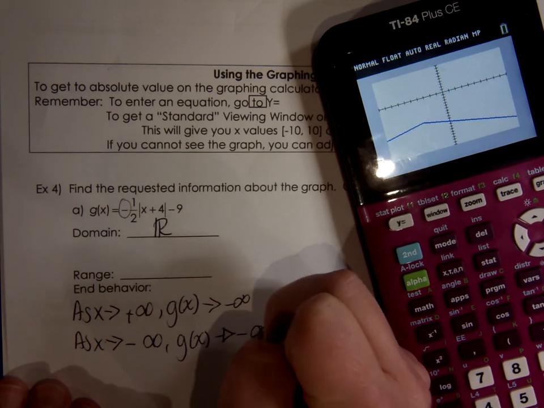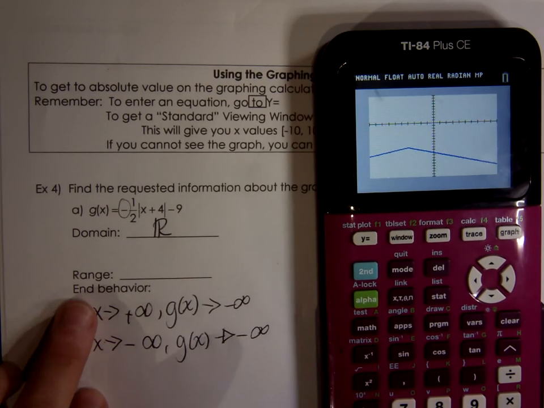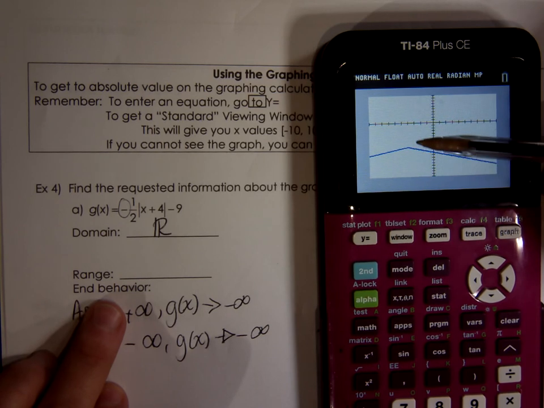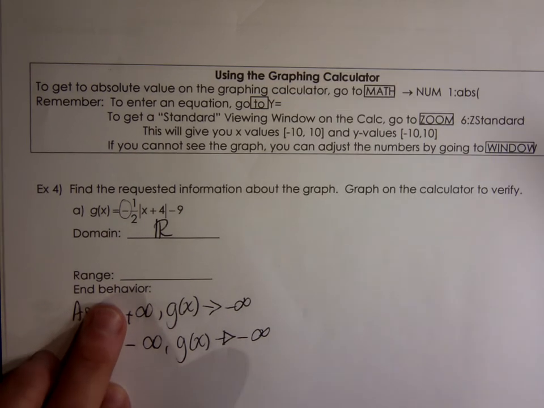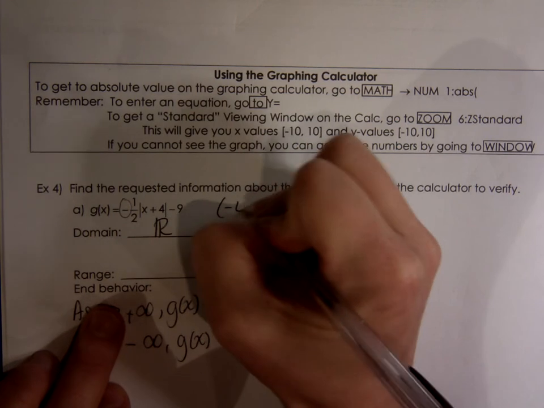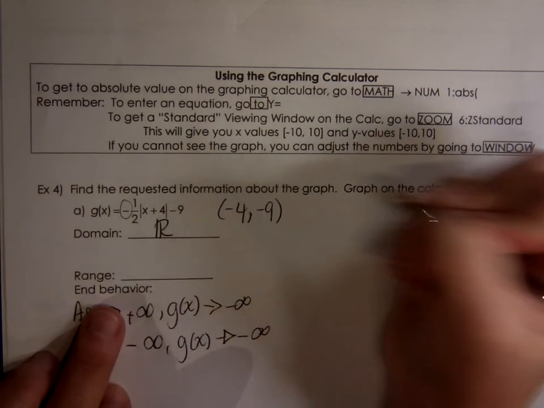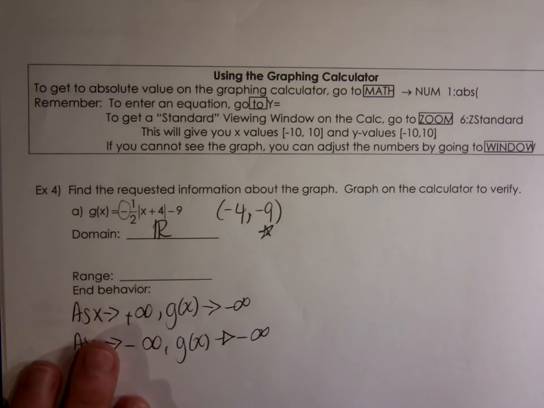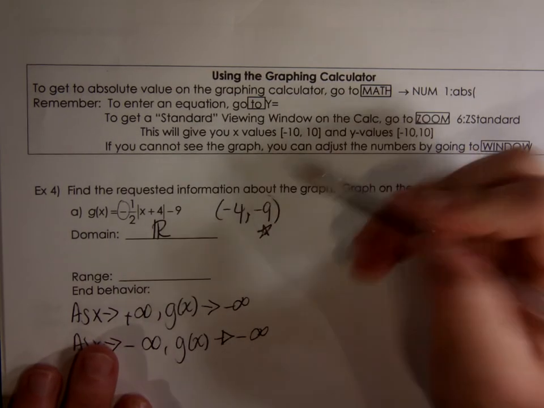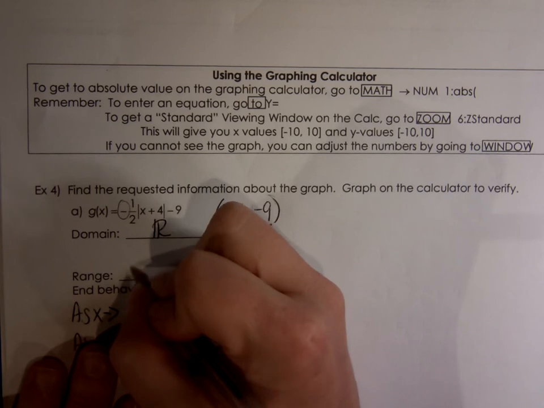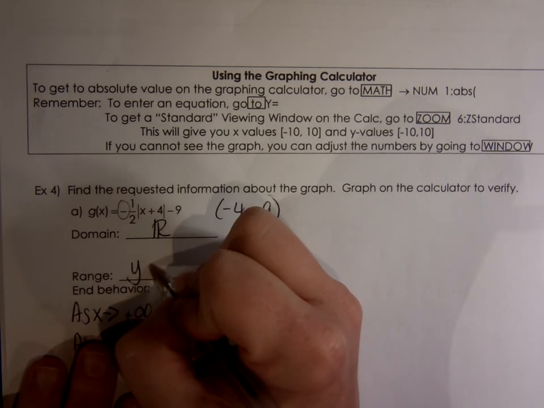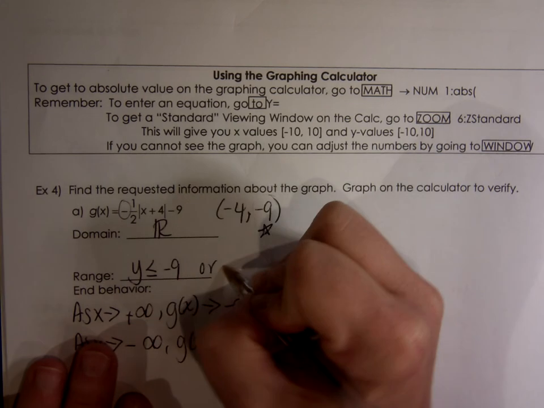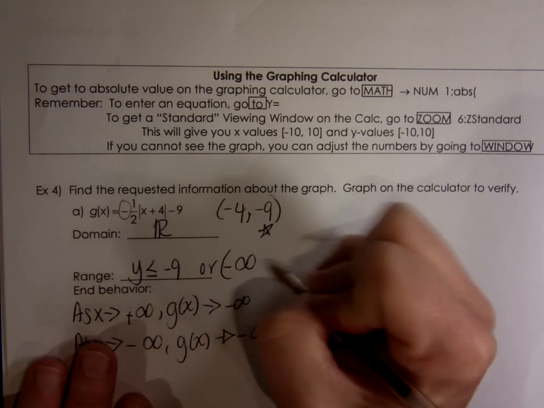Our range value is based on our vertex, and our vertex is located at -4, -9. So the piece that we're most interested in is the y part of our vertex, and that's -9, and because the graph is pointing down, that means our y values are going to be less than or equal to -9. Or our minimum value is -infinity going all the way up to -9.